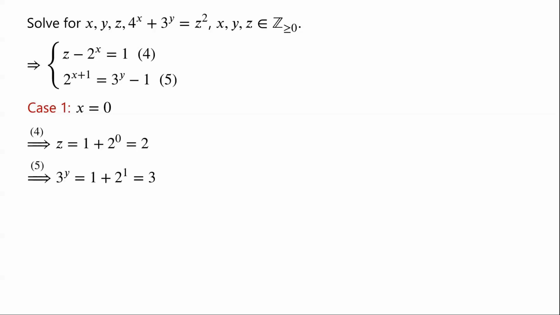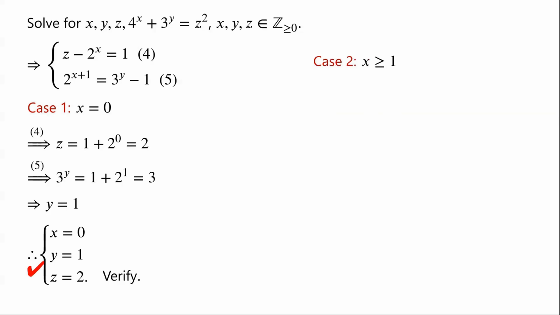From equation 5, we have 3 to the power of y equals 1 plus 2 to the power of 1, which is 3. So y equals 1. Therefore, x equals 0, y equals 1, and z equals 2. It's easy to verify that this is a solution of the original equation.